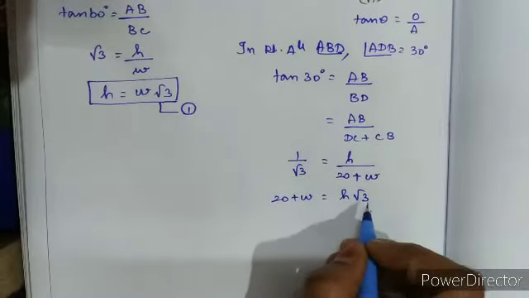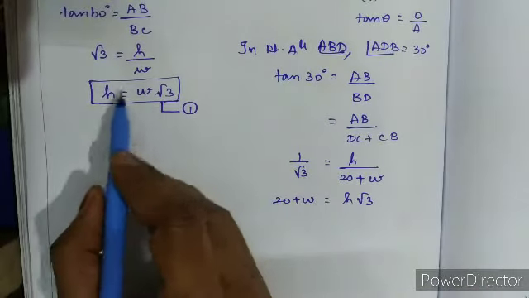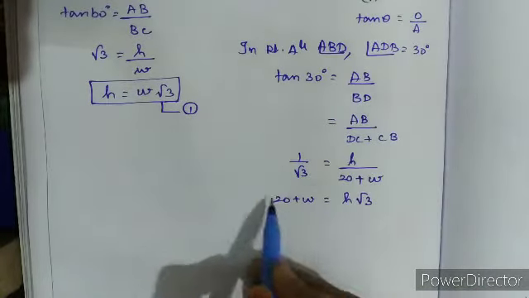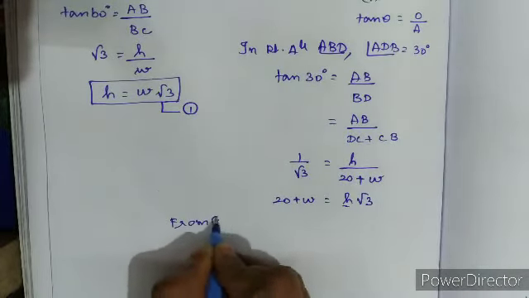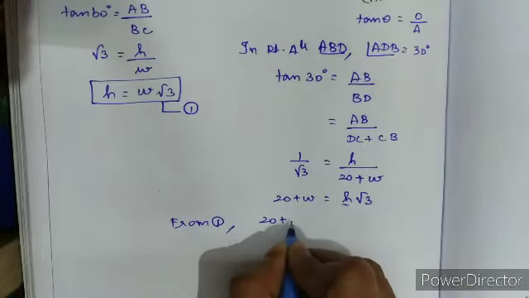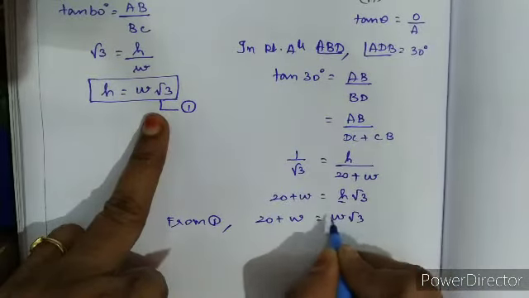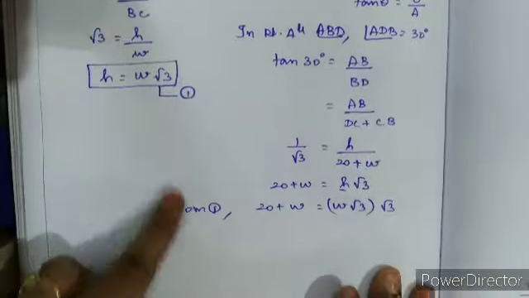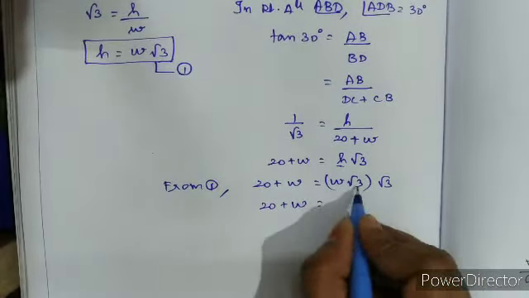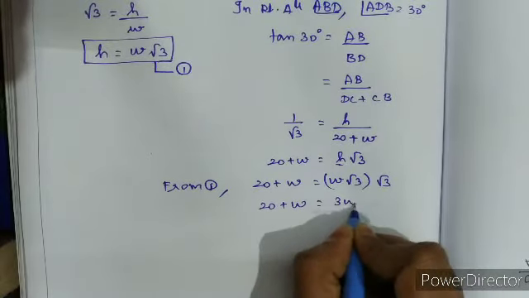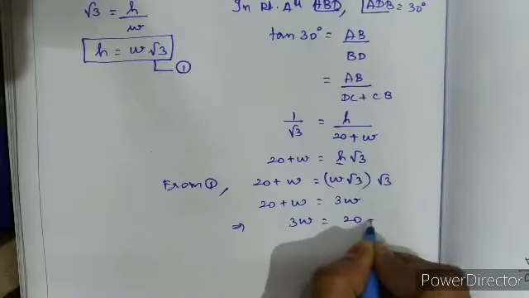So what I'm going to do is substitute the value for h from equation 1. We know the value for h is W root 3. We can write this as 20 plus W is equal to, instead of h, W root 3 into root 3. So I get 20 plus W is equal to, root 3 into root 3 is 3, isn't it? So it is 3W. That is, 3W is equal to 20 plus W.